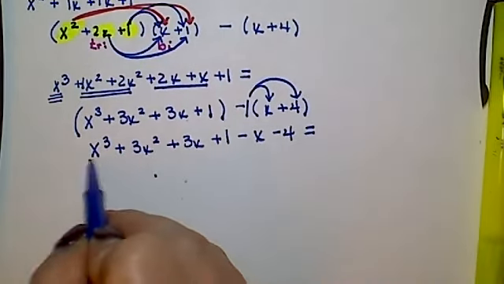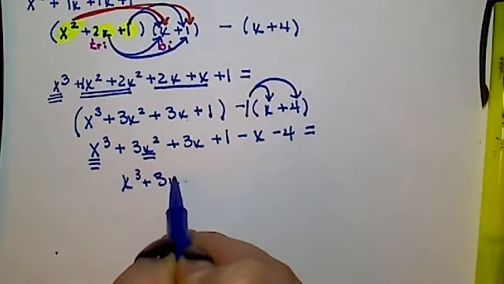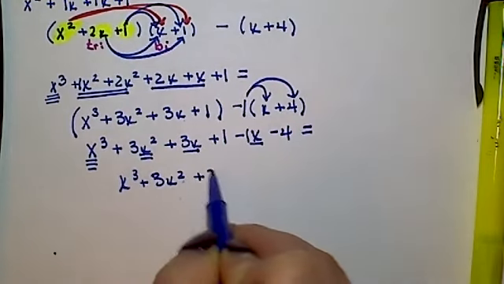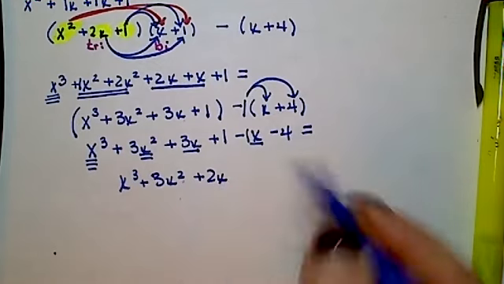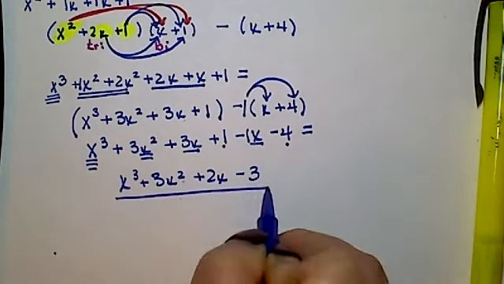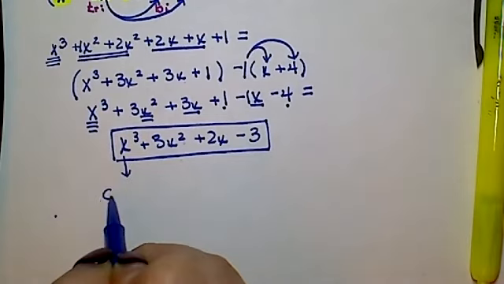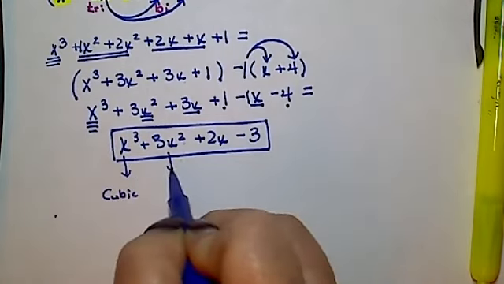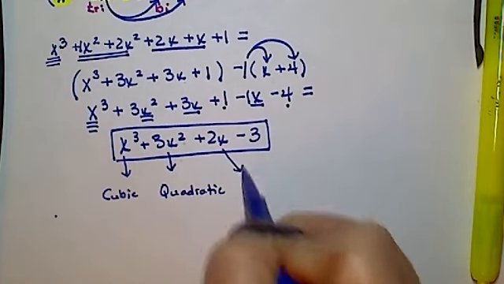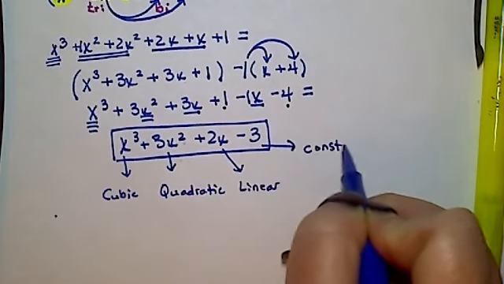So now we would have x cubed, 3x to the second, 3x minus 1x will give us a 2x. And then 1 take away 4 would be -3. Okay, so this one is called the cubic. This one is called the quadratic. That one is the linear. And the last one is the constant.